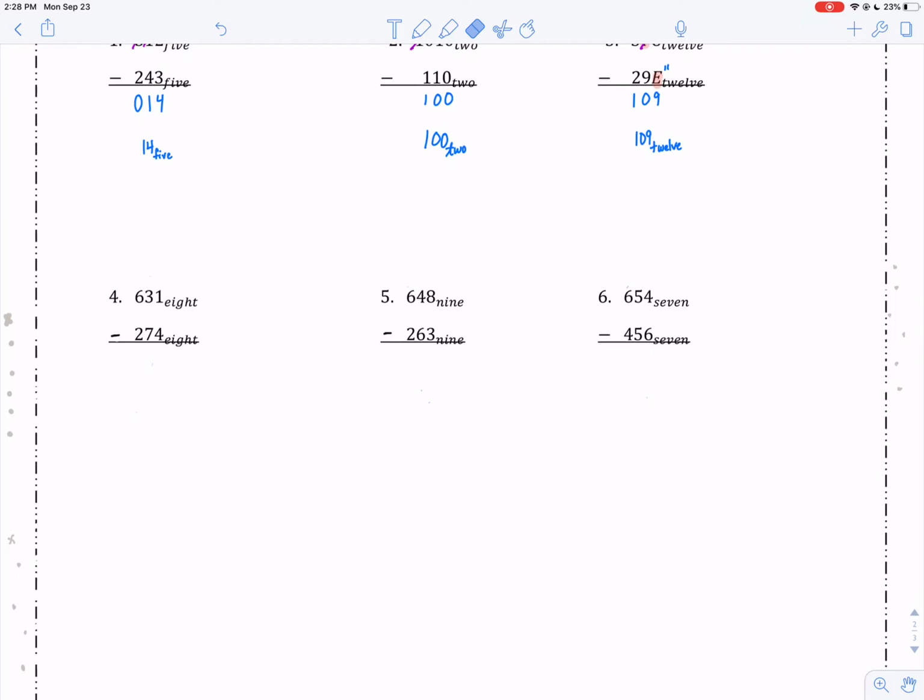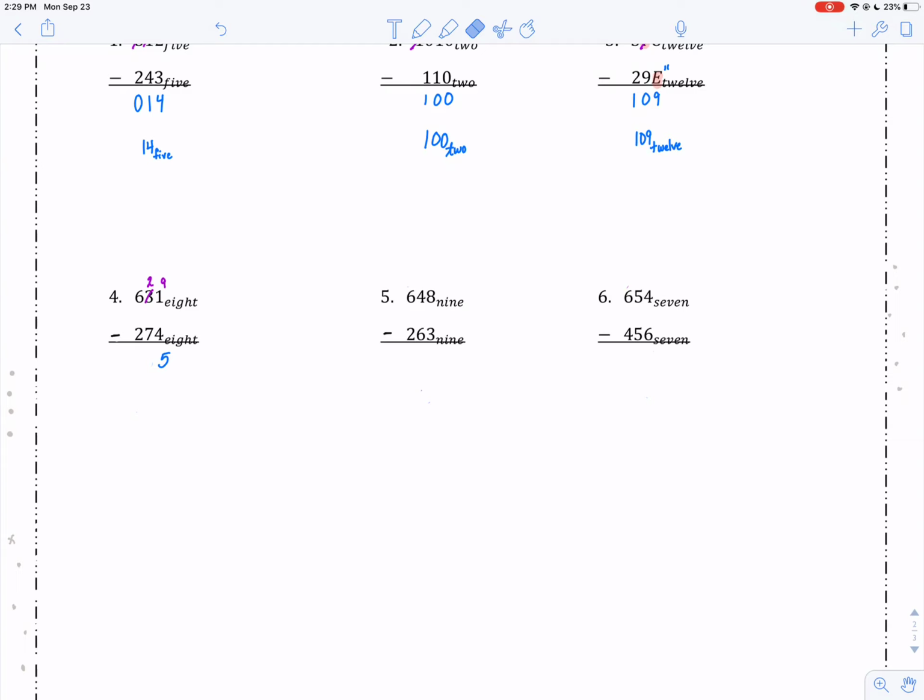Again, I cannot take a 4 away from the 1, so I'm going to have to borrow. When I borrow from the 3, that'll give me a 2 up there. Now, what am I going to add to that 1? Right, I'm going to add an 8. So it gives me 9. So 9 minus 4 will give me 5.